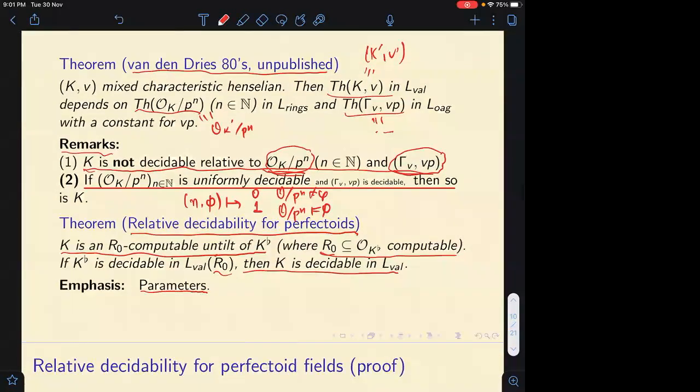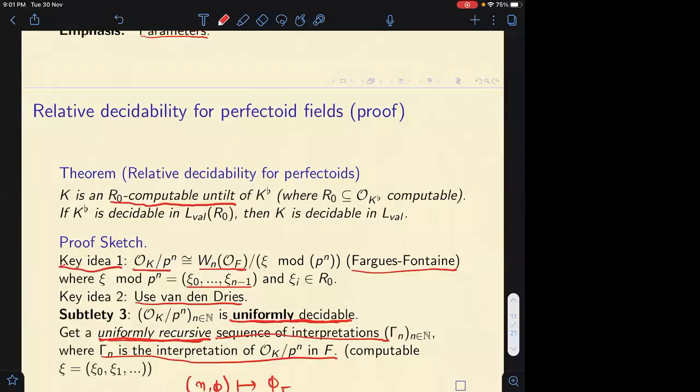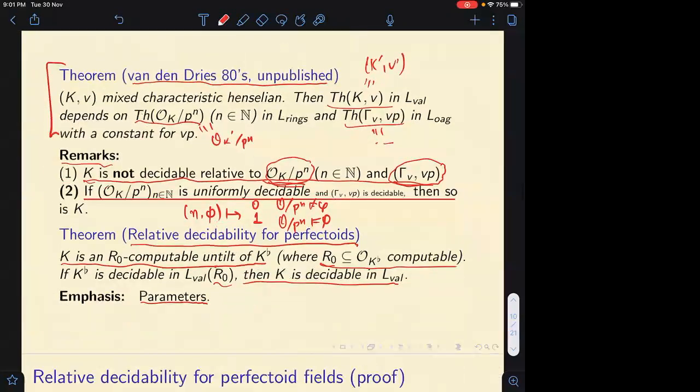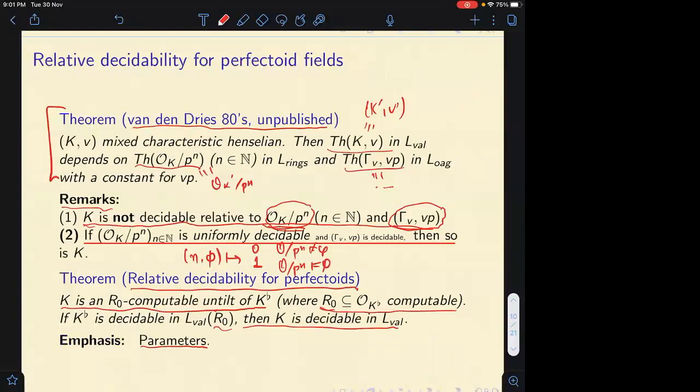So the first answer is that first of all, you don't care about characteristic 0, whether you complete it or not, because this theorem of Van den Dries actually tells you that, at least if you're dealing with rank 1 valuations, essentially K is going to be elementary equivalent to K hat.